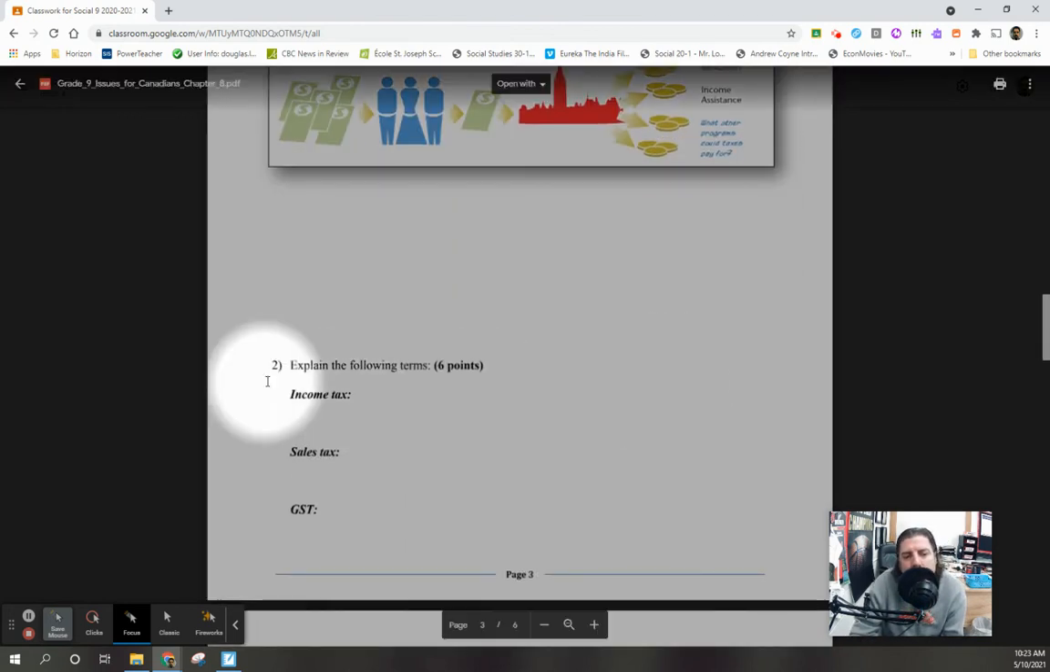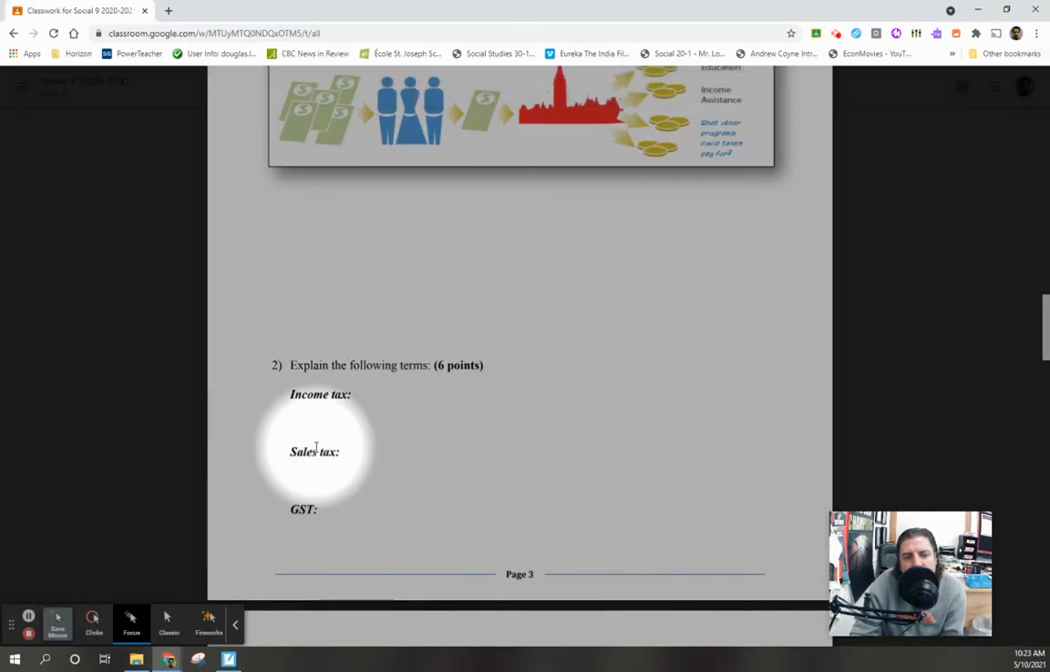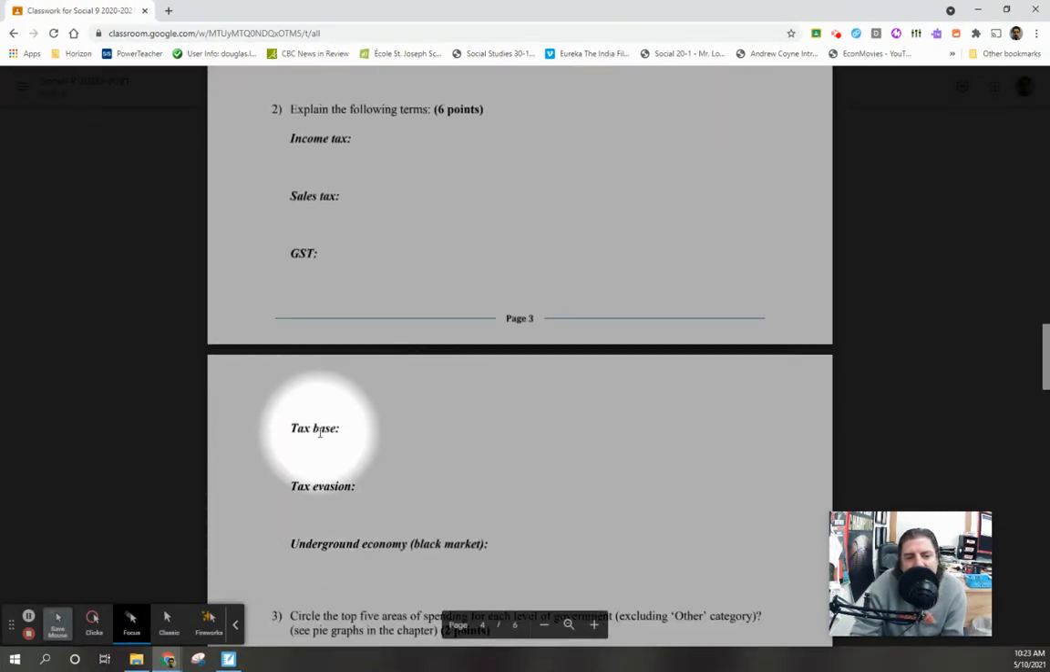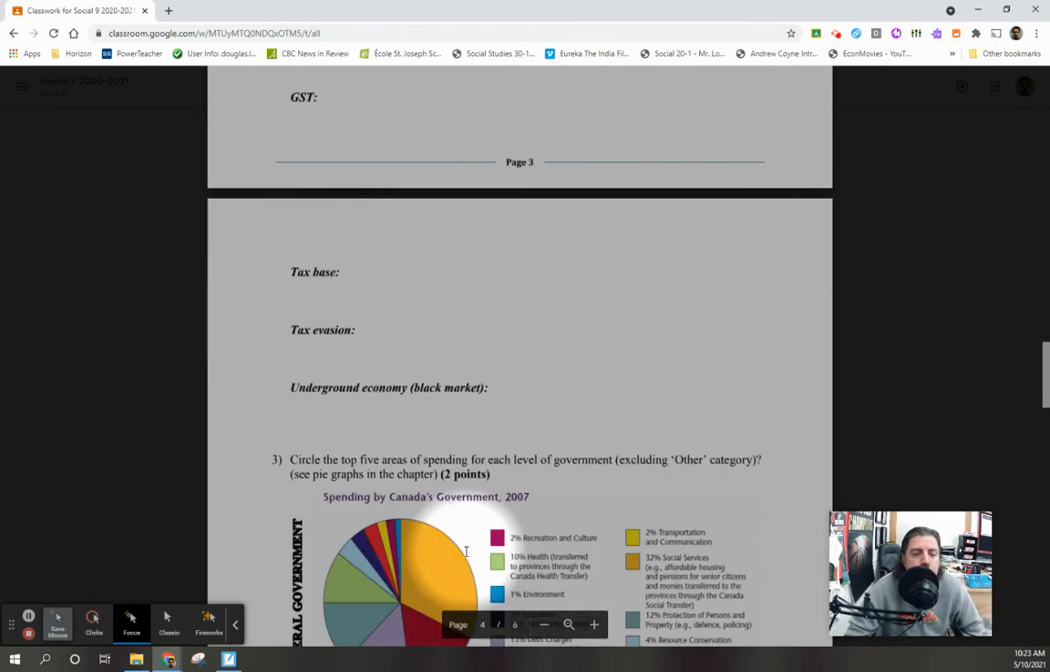All right. Define the following terms: income tax, sales tax, GST, tax base, tax evasion, and the underground economy, or the so-called black market. There's a certain difference between the two. Underground economy would be like people working under the table, would be working for cash, whereas the black market is more about buying things that are illegal, that are not for sale. At least, they might be prohibited by the government of Canada. Maybe they're just not available. And so you're going to be usually paying quite a bit more for those.